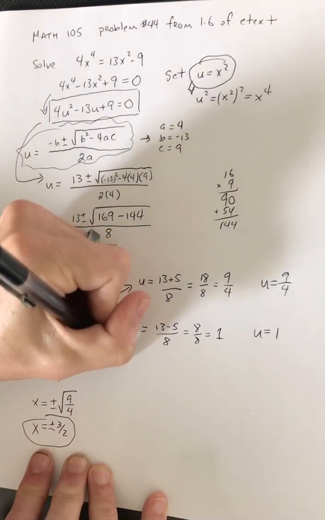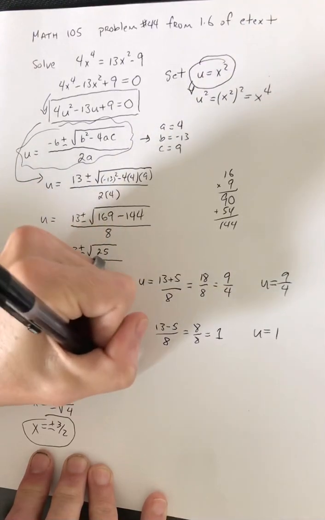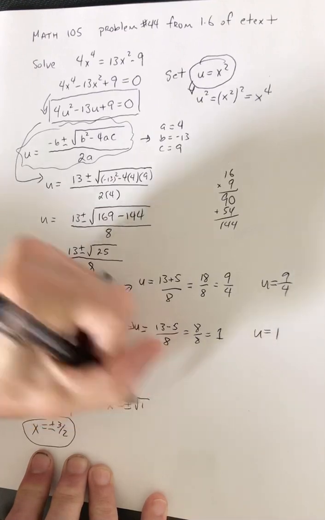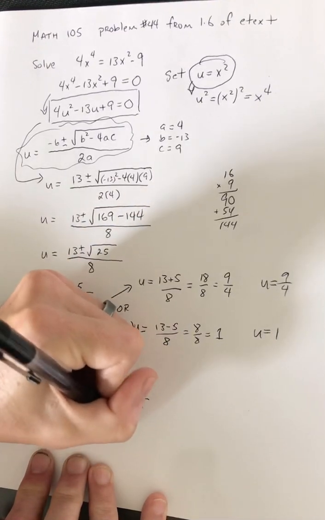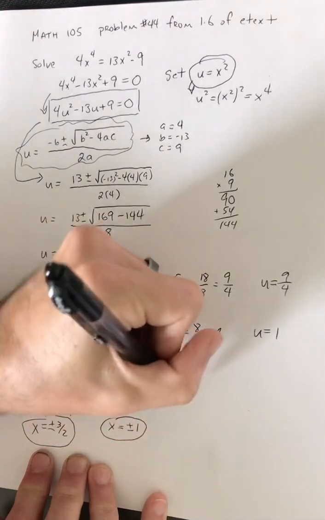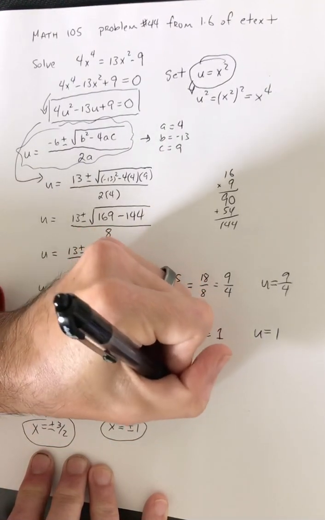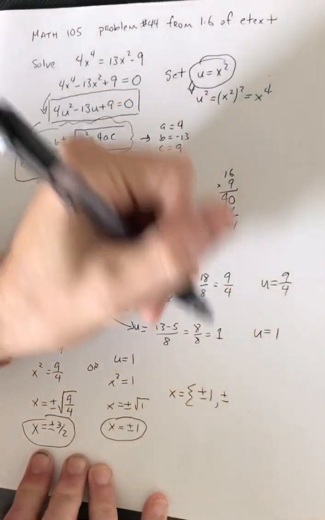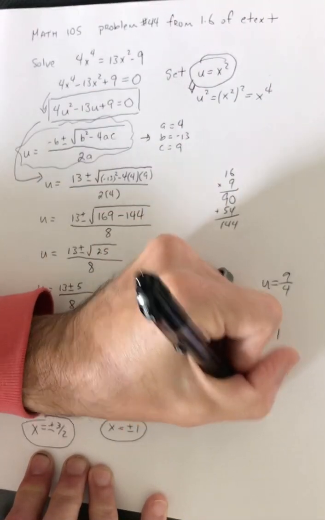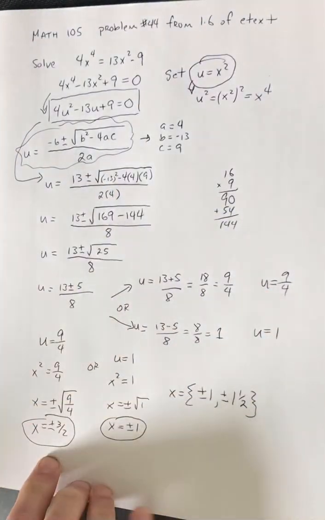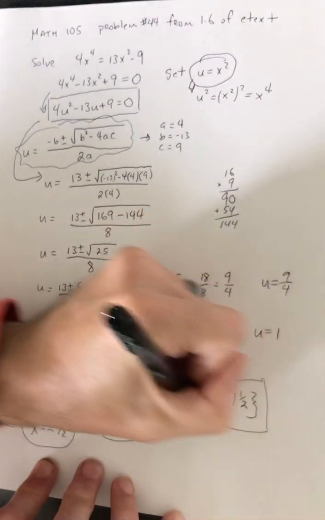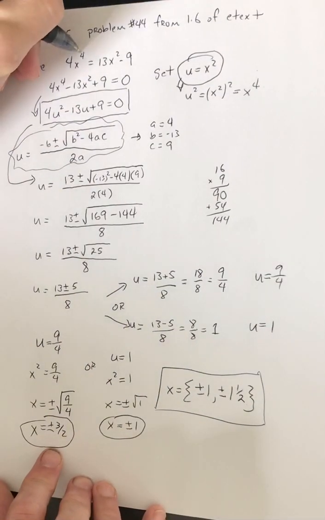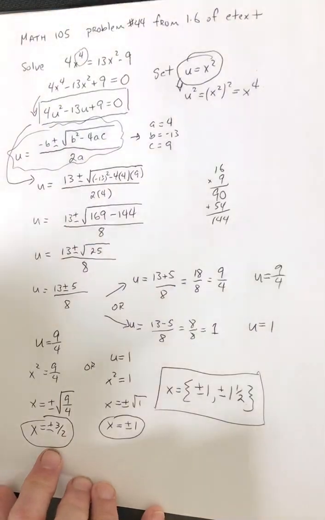Or u equals 1, which means x squared equals 1, which means x equals plus or minus the square root of 1, which means x equals plus or minus 1. Okay, so my solutions are plus or minus 1, plus or minus 3/2, or if you want to change that to a mixed number, it would be like that. So notice there's 4 solutions for x. And that makes sense because this is a degree 4 equation.